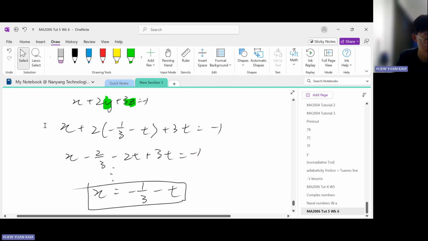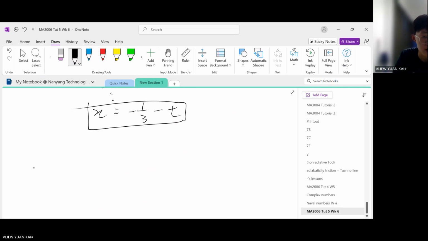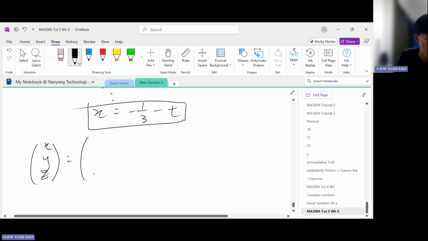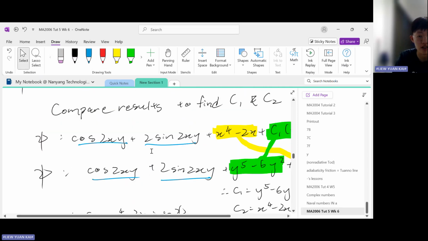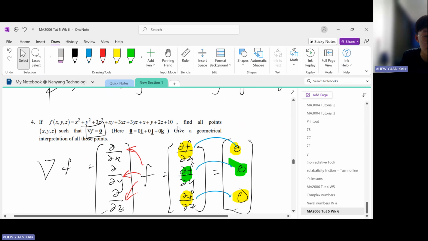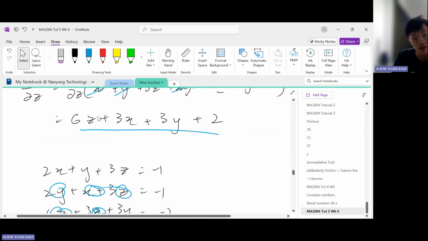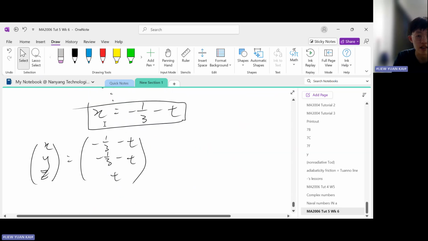So let us write them down in this form. x, y, z is equal to... Okay, so you can stop here. But then they also ask to give an interpretation for the solution, a geometrical interpretation of these points. So I want you to write it in this further form.